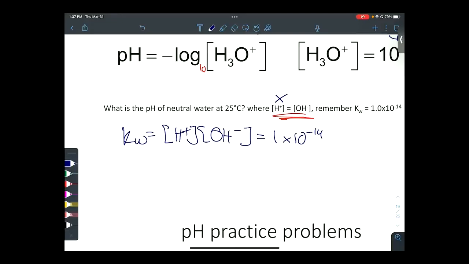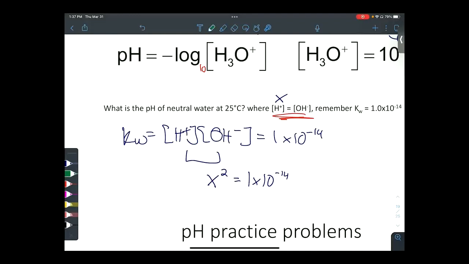So if both of those are equal to one another, won't this expression Kw simplify to X squared if they're both the same number? X squared equals 1 times 10 to the negative 14. So this is how we're going to calculate the pH of pure water. We know that these two values are the same number, so I'm just going to call it X squared.